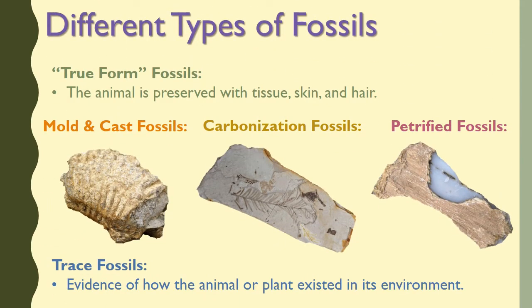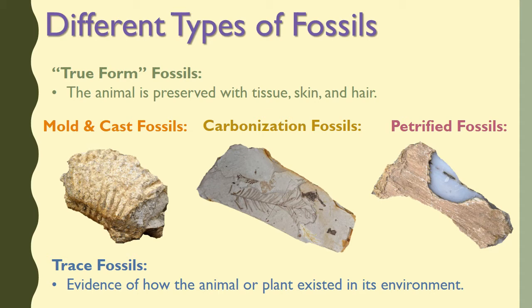There are many types of fossils. Here are a few examples. A true form fossil is an animal that has been preserved with its tissue, skin, or hair. This sounds pretty gross, but these remains are very beneficial to paleontology, or the study of past life. Imagine being able to feel the fur of a mammoth that was preserved in ice.